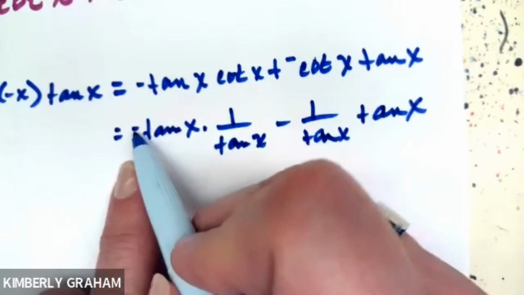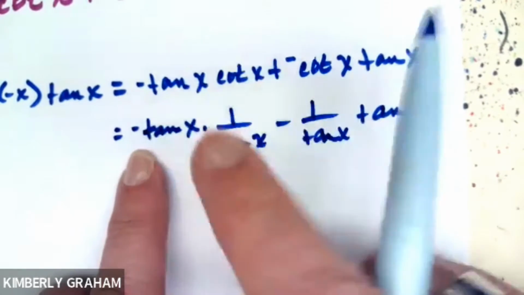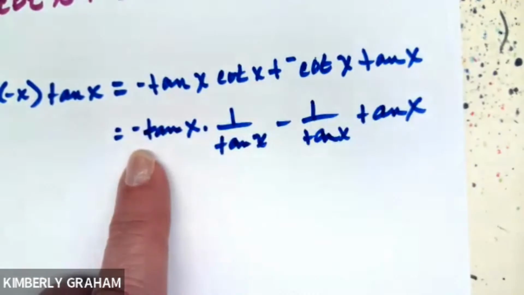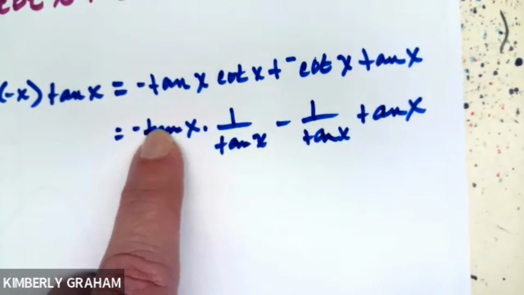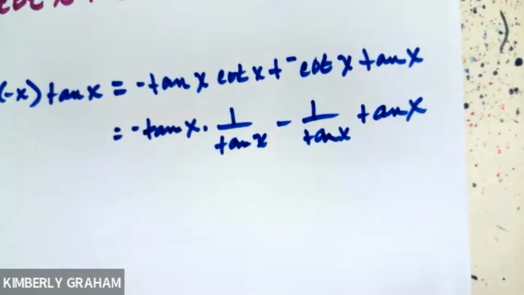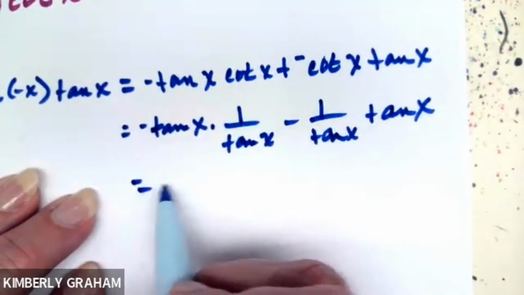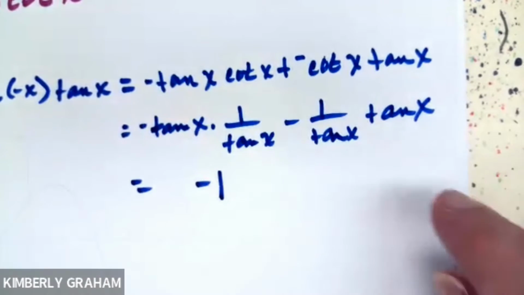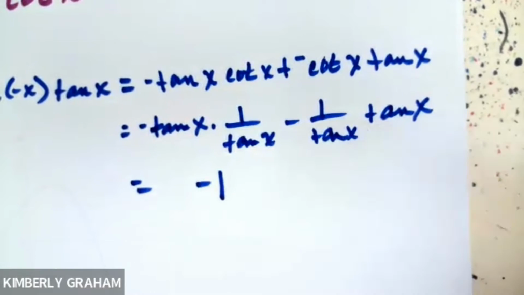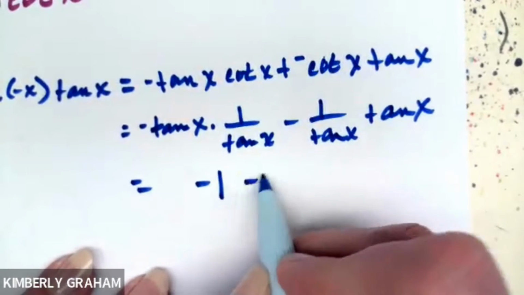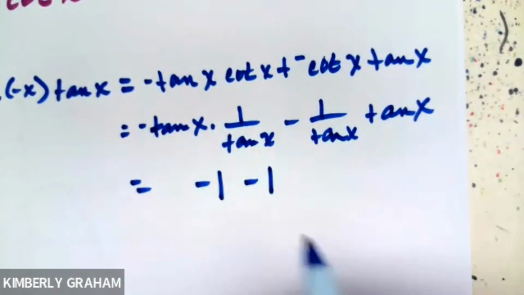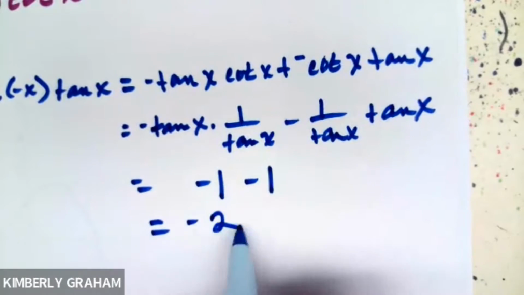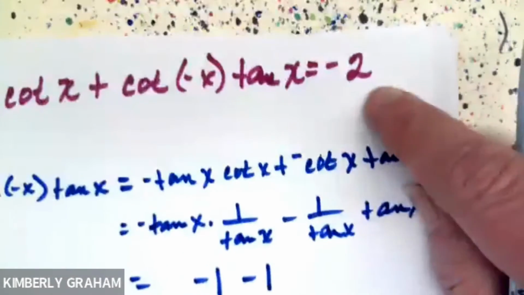Now I've got this first part of my expression with the tangent on top, tangent on the bottom, so they can cancel. So this is -1. And here I can cancel the tangents. So this is -1, -1, -1 is -2. And that's what I was supposed to get right there.